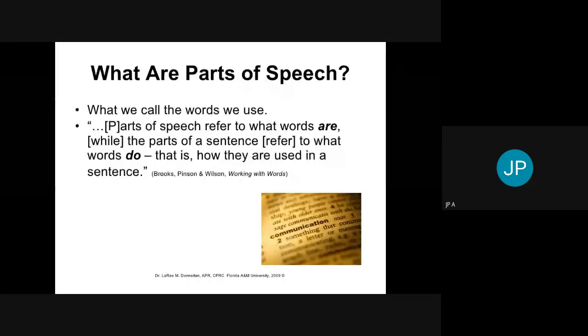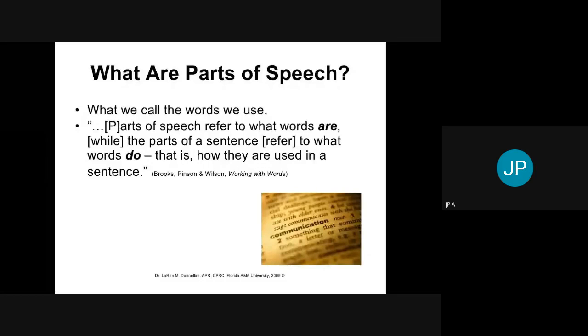Parts of speech means the words that we use. In the English language, there are basically 8 parts of speech. So in the coming slides, we will learn which are those 8 parts of speech. There are 8 of them, and we will learn which they are in the next few slides.